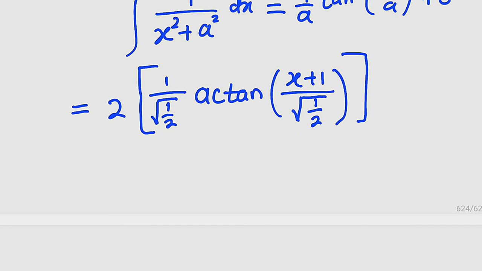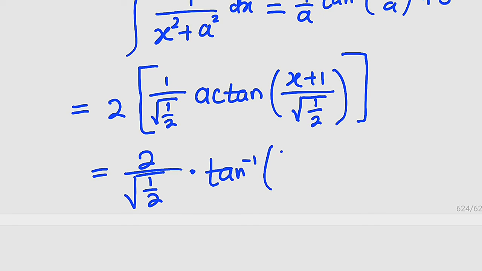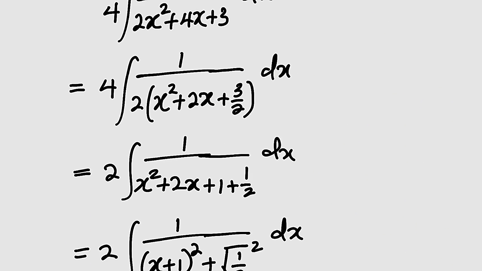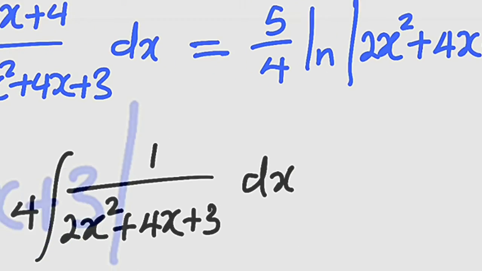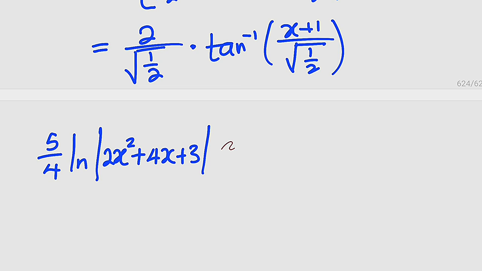But I can simplify this. We can introduce this 2 inside. This will become 2 divided by the square root of 1 divided by 2 multiplied by tan inverse of x plus 1 divided by the square root of 1 divided by 2. So this is what we have for the other integral, but we have our first solution. Therefore, we are going to take the first solution, which is this one, and subtract the second one. So let me just copy that. This is the first part. We are going to subtract the second part. I'm just going to copy that as well.